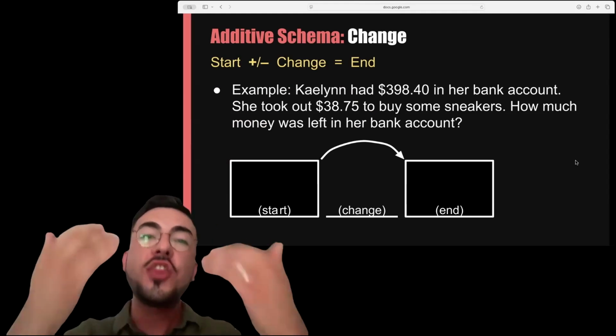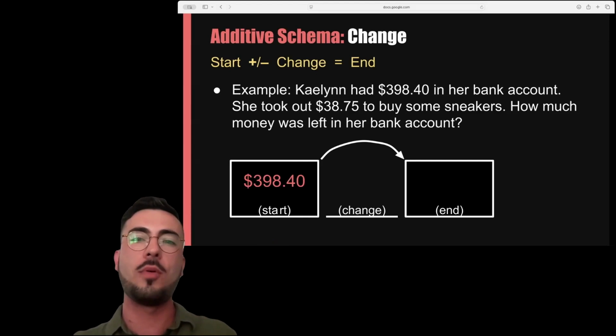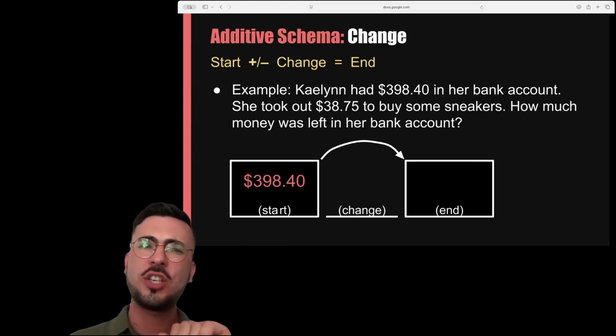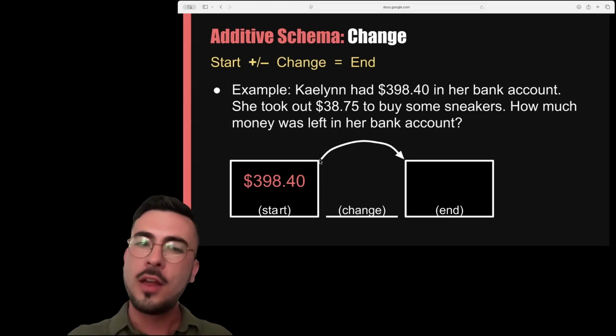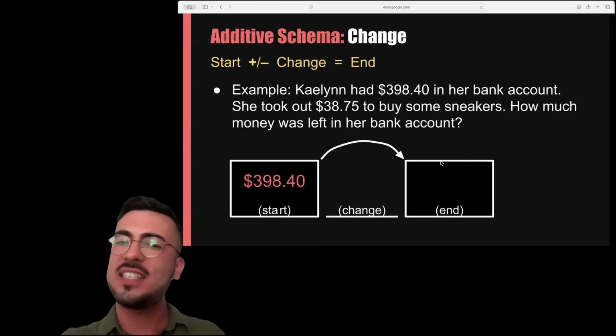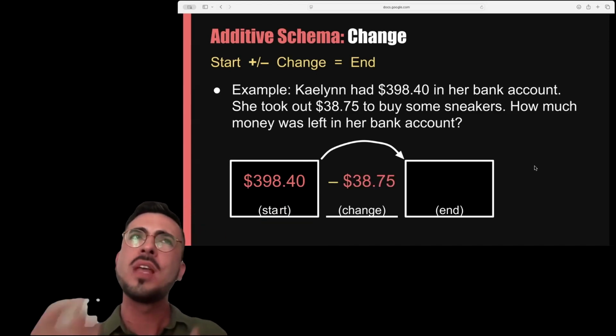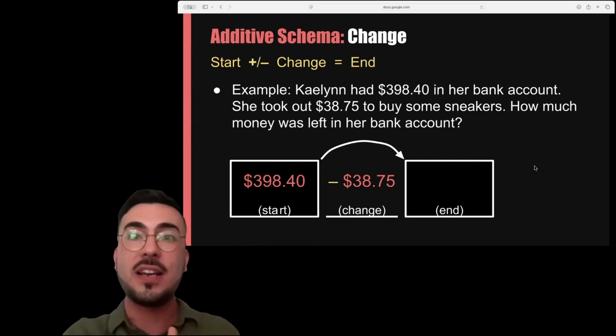And students can actually think through the quantities in this problem to know, okay, she had this much at the start. I know it's the start because she took out some money after that. And remember, after is a time word. I see my arrow is showing change over time. I know that took out is going to be minus, right?